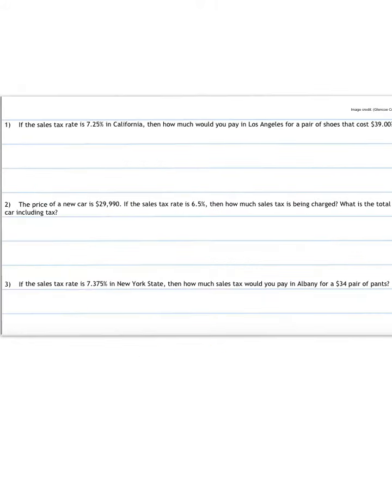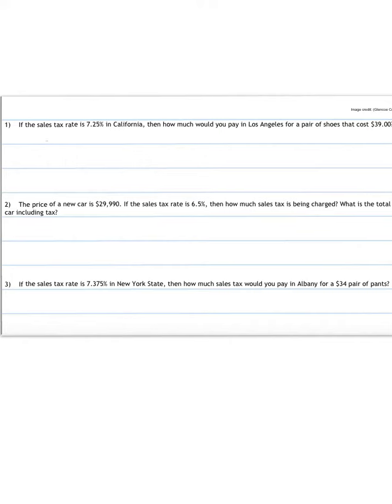All right, a few examples to go through here. Number 1, if the sales tax rate is 7.25% in California, then how much would you pay in Los Angeles for a pair of shoes that costs $39? So 2 methods. You can find 7.25% of 39 and add it onto the original price. Or you can add 7.25 onto 100 and then find 107.25% of 39. I'm going to do the first method.